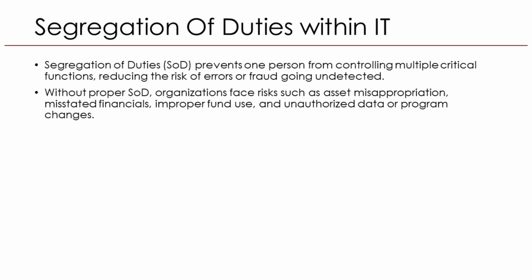SOD also acts as a deterrent. When people know that tasks are cross-checked, the likelihood of fraudulent activity drops significantly. In short, SOD ensures checks and balances, strengthens accountability, and protects the organization from both mistakes and malicious acts.